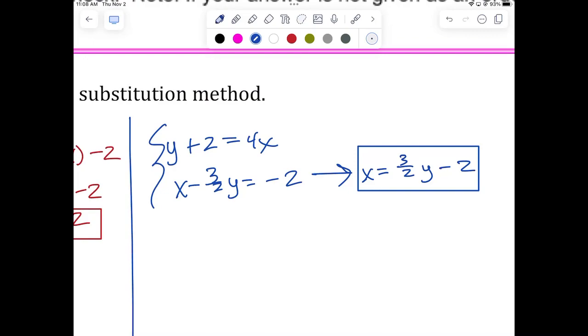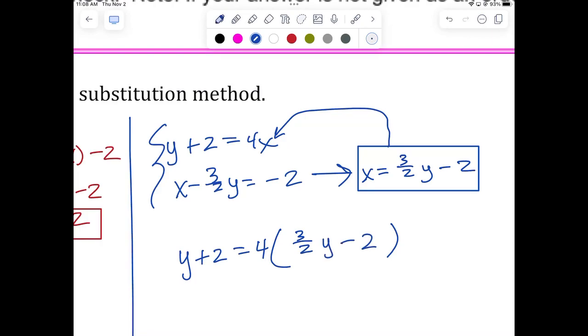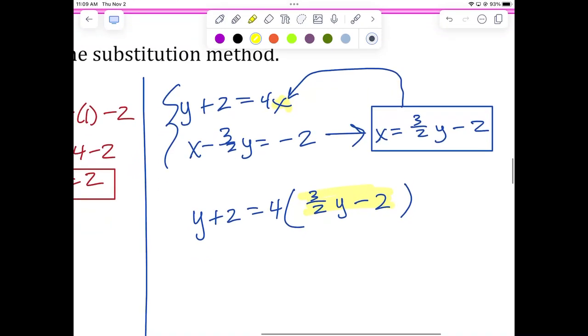All right, now what do I do with that? I plug that into here for x, and I get y plus 2 equals 4 times x. Well, that's 3/2 y minus 2. That's the substitution right there. We're substituting in for x what x is equal to. And we always want to put parentheses when we substitute, because more than likely we're going to be substituting something that has more terms than what it started with.